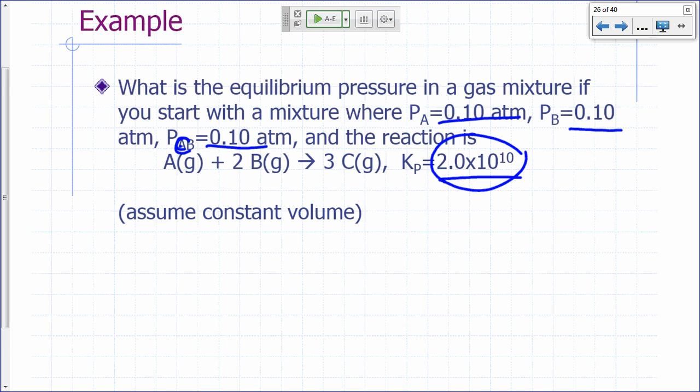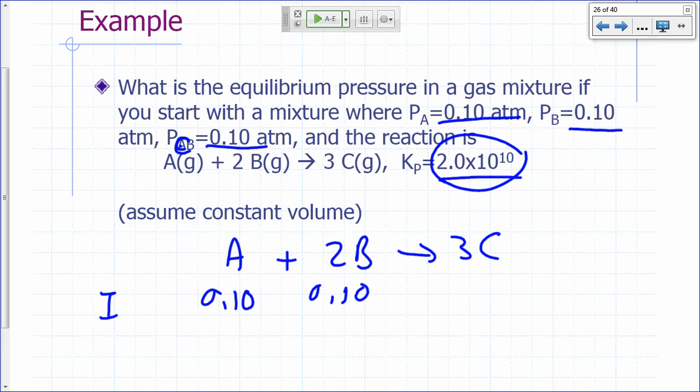Look at this number. Is that a very large or a very small number? So what do we expect at equilibrium? It's going to be mostly what? Mostly products. So, okay, let's set up our ICE table. A plus 2B gives you 3C. Initially, you're going to have 0.1 of A, 0.1 of B, and 0.1 of C, right?